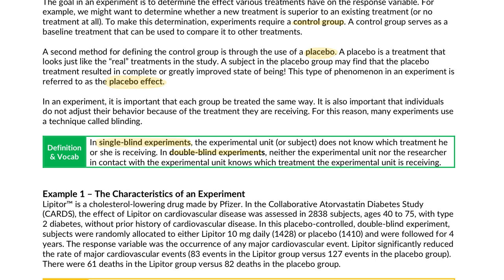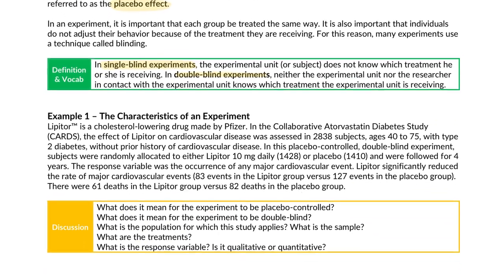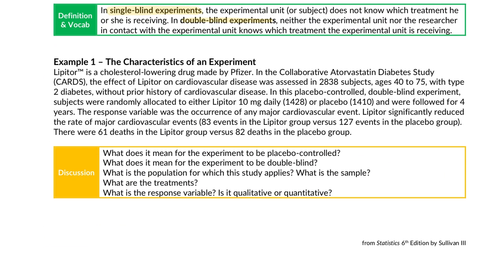So single blind, the experimental unit does not know. Double blind means both do not know which of the treatment groups you're in. So let's see an example of a study and see if we can identify these different parts of the study.